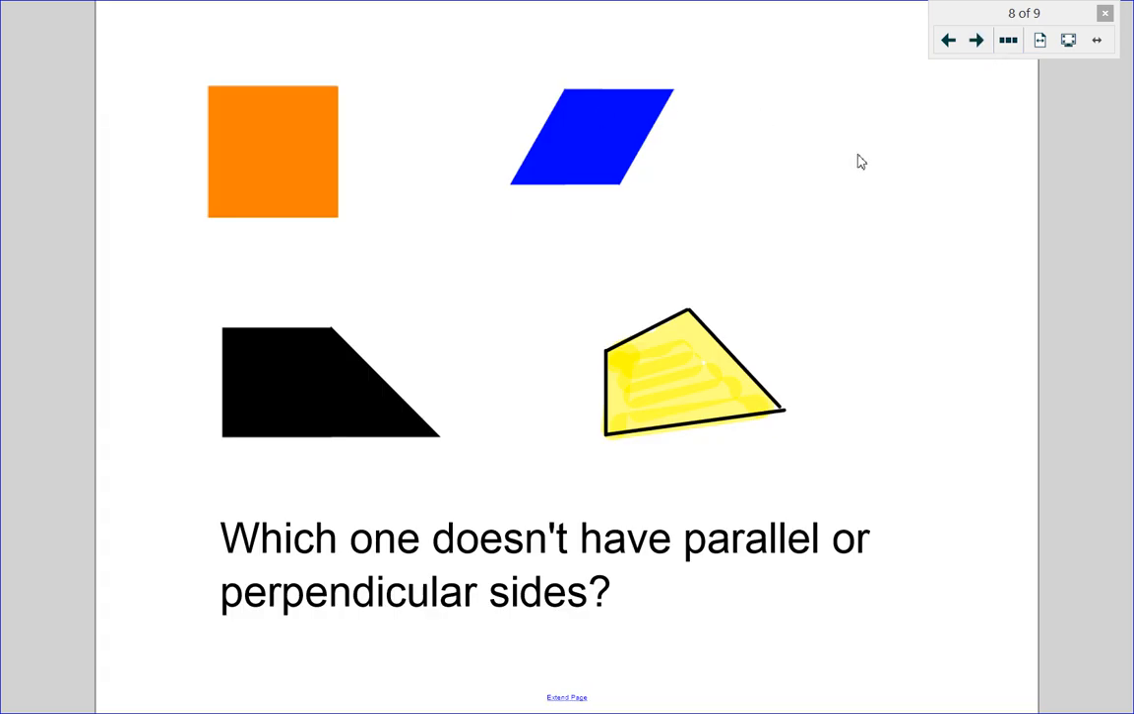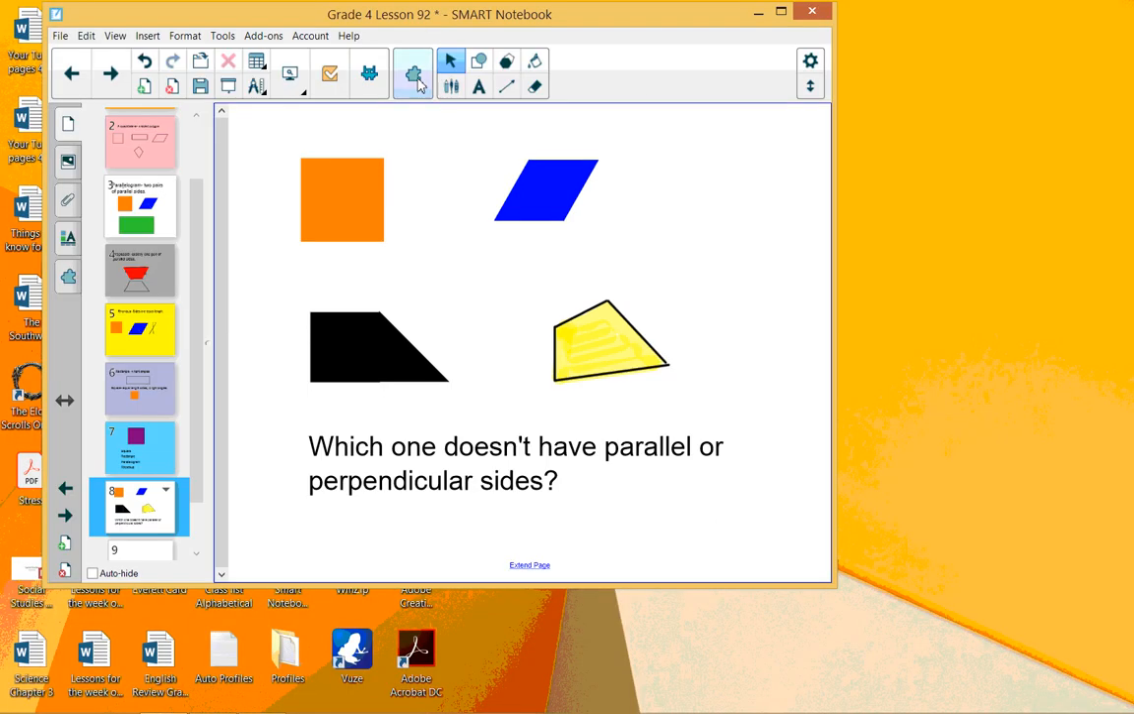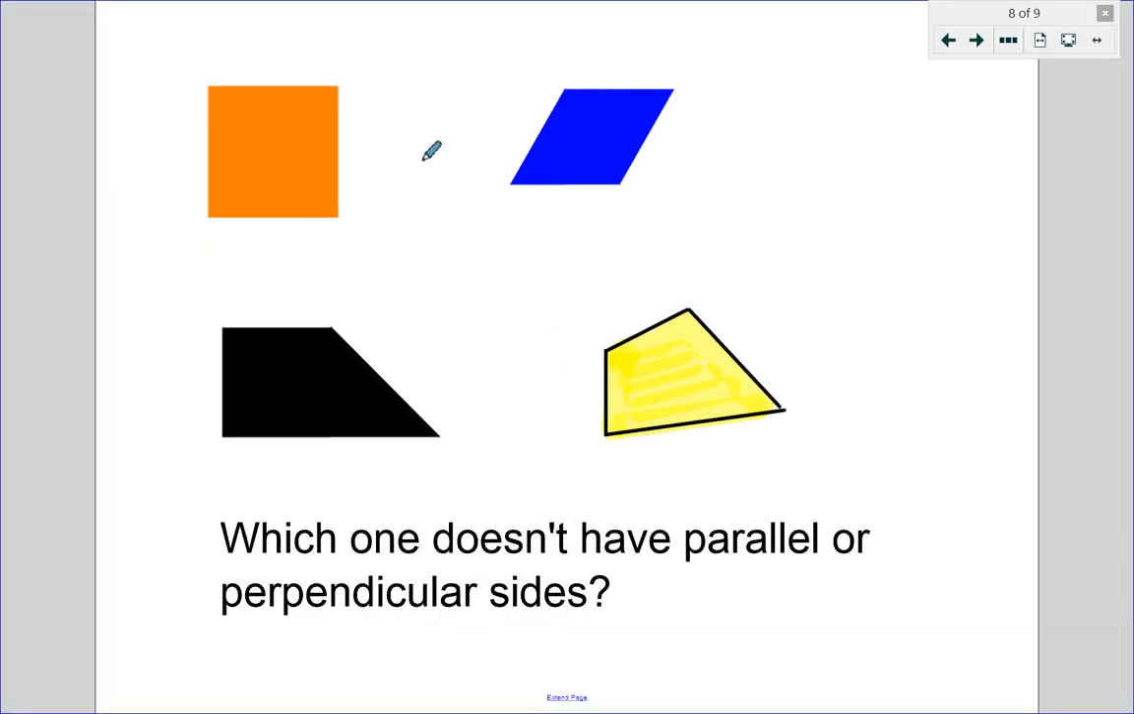Okay, so here we have 4 shapes. Which one doesn't have parallel or perpendicular sides? Now remember, parallel sides, they run side by side and they're never going to touch. So let's start with that. Do we see parallel lines on different ones? Let's go to the pen. And, all right, let's check it out.